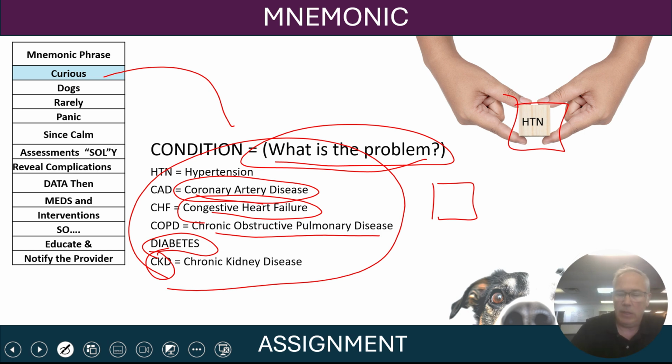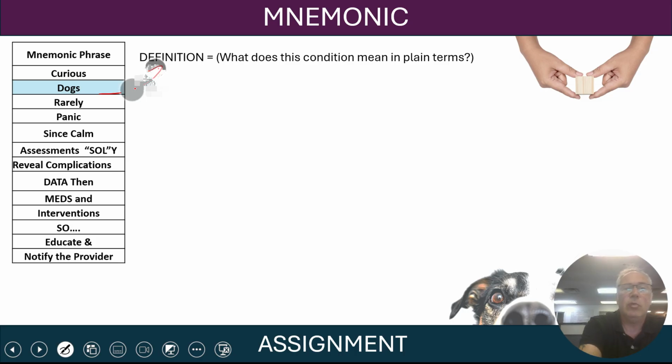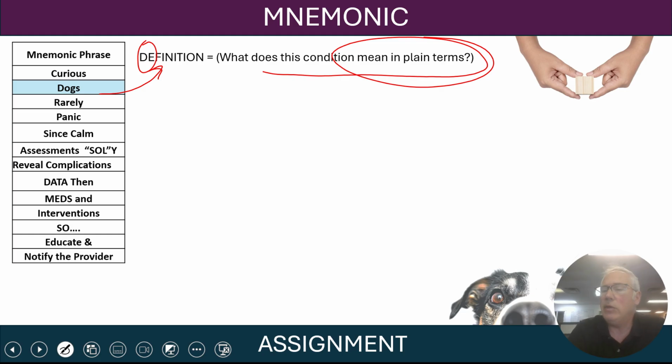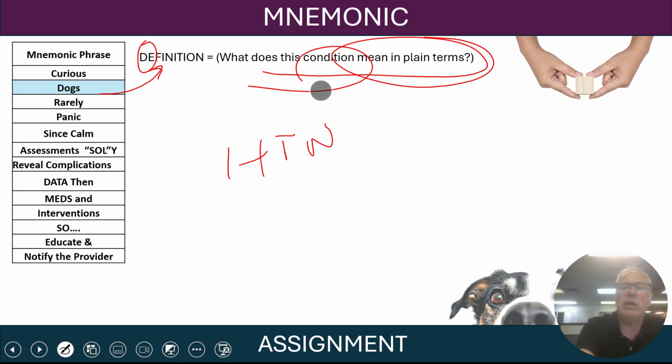And then the next step is D, dogs for definition. What does this condition mean in plain terms? Why do we need to know that? Well, it's very important to understand a definition of a concept, whether it's hypertension or diabetes. Because nurses teach patients, and to explain it in layman's terms, not so complicated, but to basically give an idea of what it means when a patient has this condition. It's also the nurse's responsibility to understand this condition.